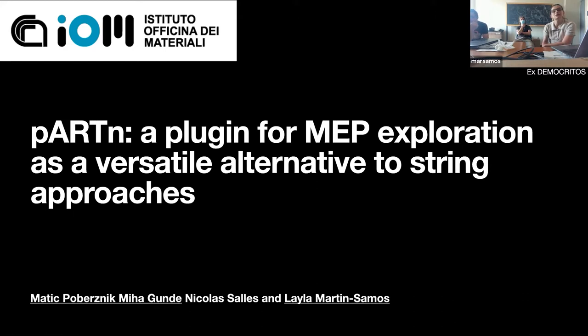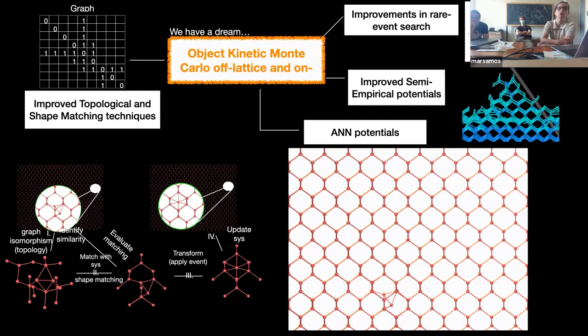In reality, the story of this refactoring of code that already exists, which is ART, didn't come out just because we needed an alternative to string approaches. In reality, it was born because for a few years we have been working on the development of atom-resolved lattice kinetic Monte Carlo that we hope to have on the fly soon. And for the development of this code, we needed, on one hand, improved topological and shape matching techniques.